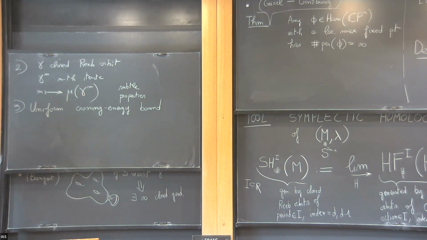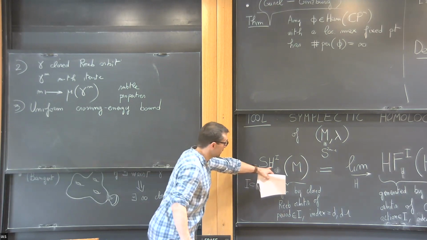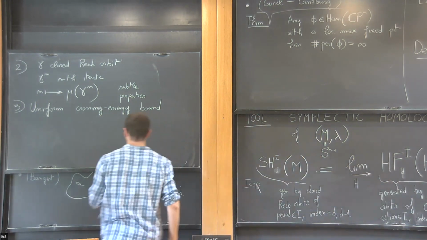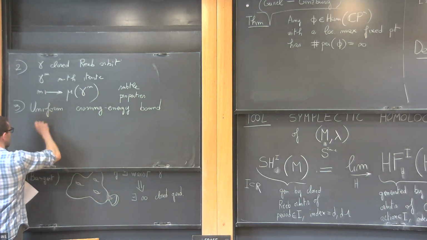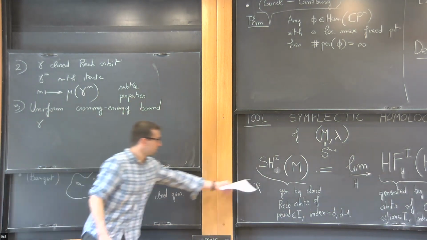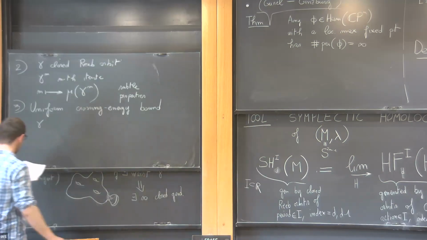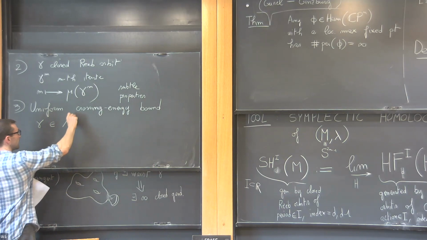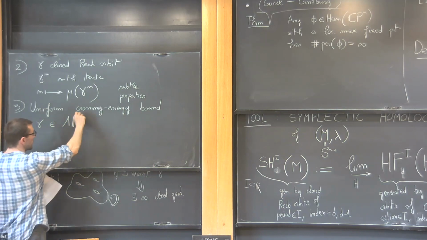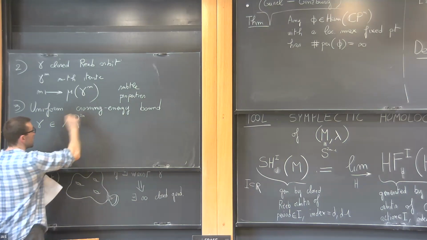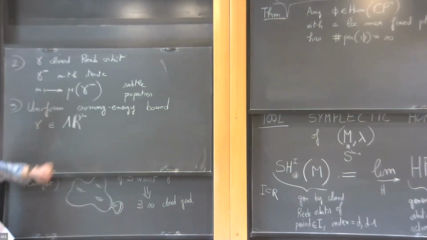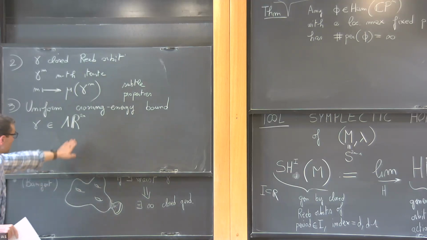Uniform energy crossing goes as follows. So as I said, this is generated by periodic orbits. So let's take a periodic orbit that generates an element in here. So I take my gamma, which is an element in the loop space of the sphere, and more generally of the ambient R2n. This is the notation that's sometimes used for loop space, the space of closed curves, in this case in R2n. Okay?